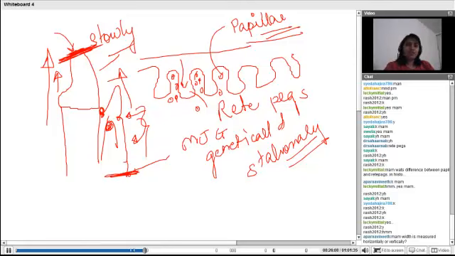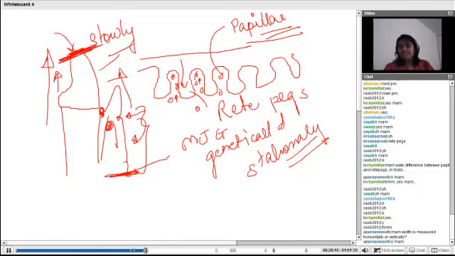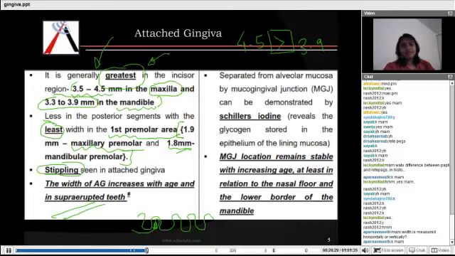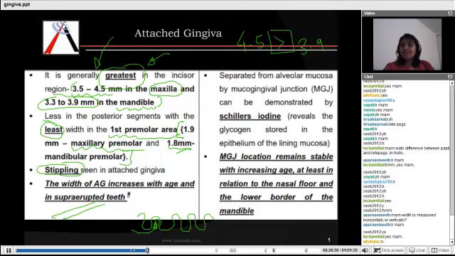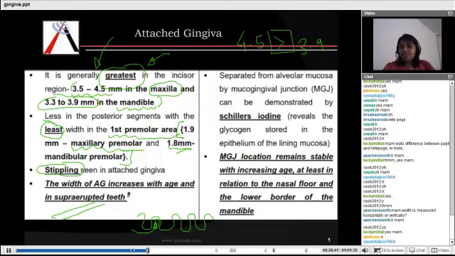Width is measured from here to here, free gingival groove to mucogingival junction. I understand, mathematically, when we talk about this we'll call it height, and this we'll call width. But no, its width is from free gingival groove to the mucogingival junction. Okay, all clear till now? Yes. So as we saw, your mucogingival junction is the one that separates the attached gingiva from the lining mucosa.